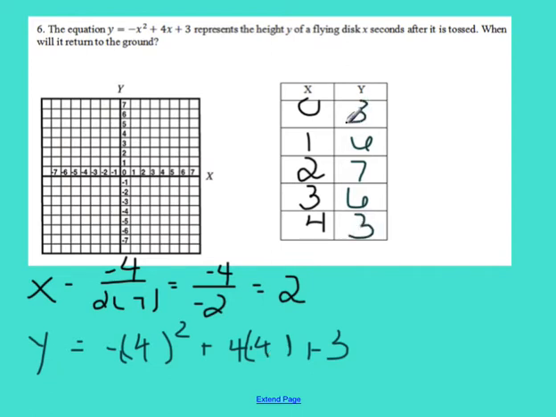So for starters, let's go ahead and graph this before we worry about the word problem itself. So we're going over 2 and up 7.